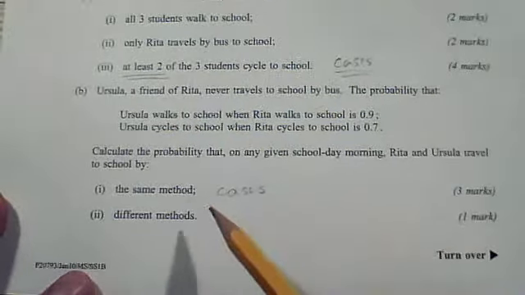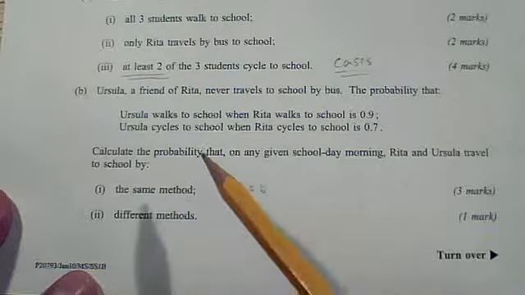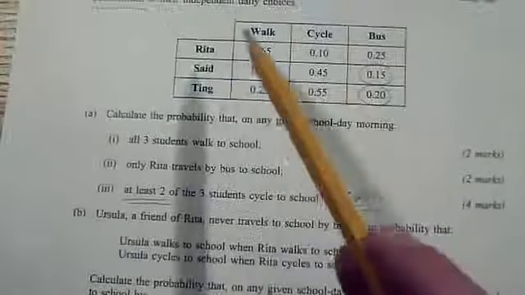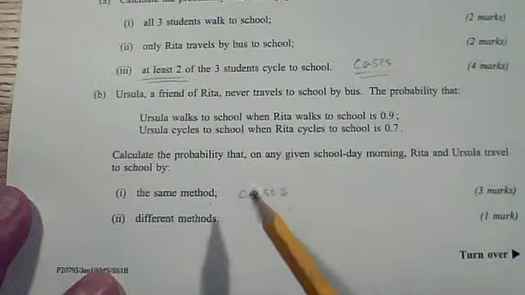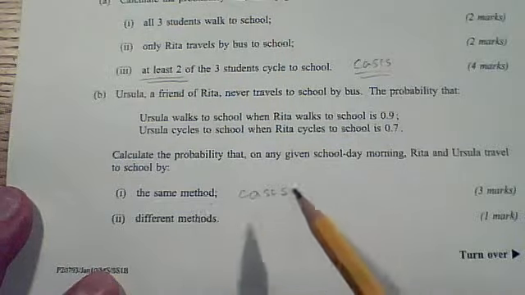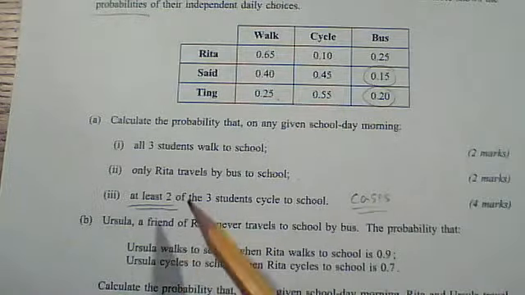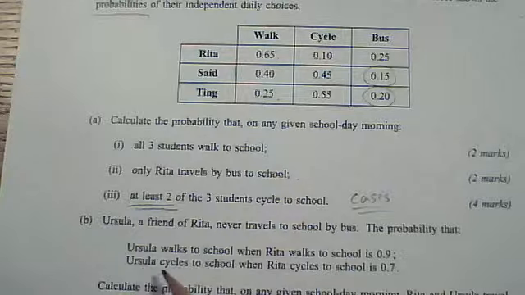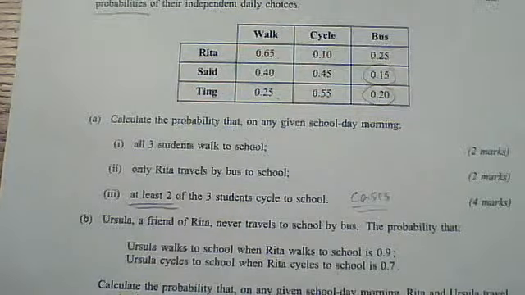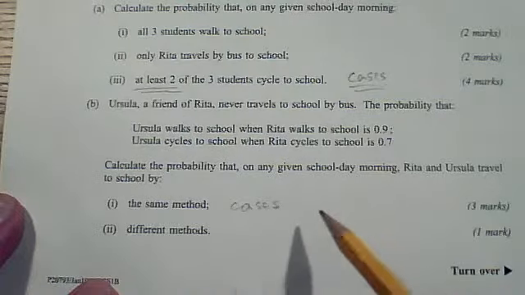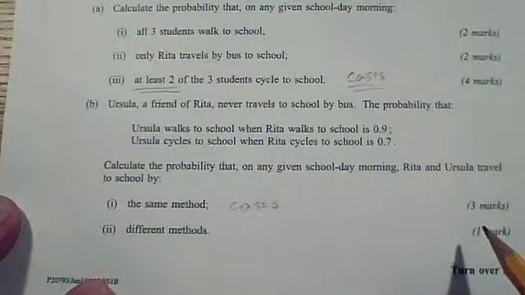So the first case will be Rita cycles, and we've got all the probabilities for what Rita might do here. It's the same method, so Rita cycles and then Ursula cycles. So you look at the probability of Rita cycling and then the probability of Ursula cycling given that Rita's cycling. And that's one case. And then you look at the other way, they could both travel by the same method, and you add those 2 cases together for 3 marks.